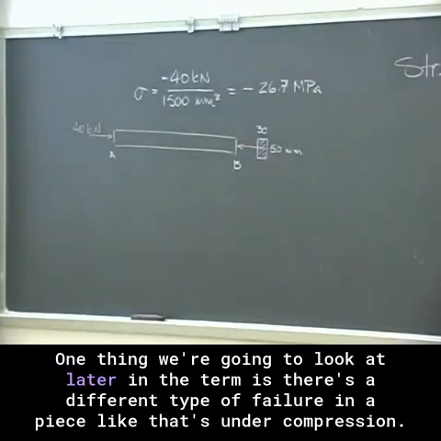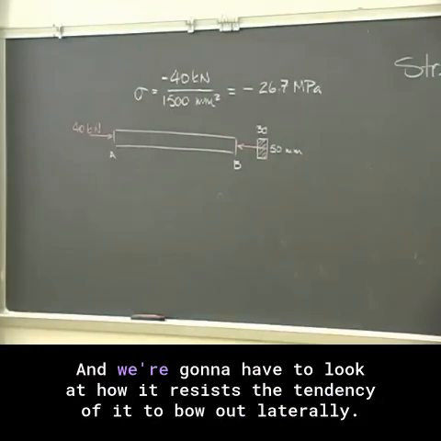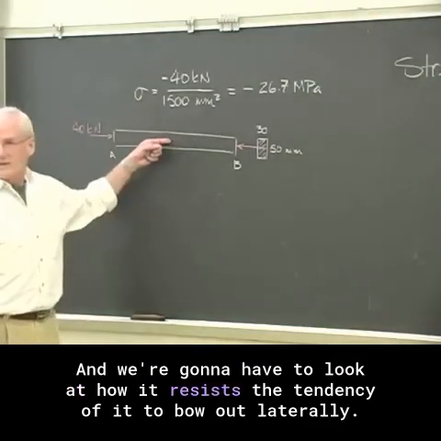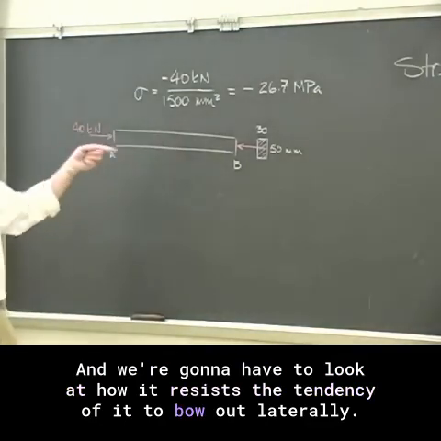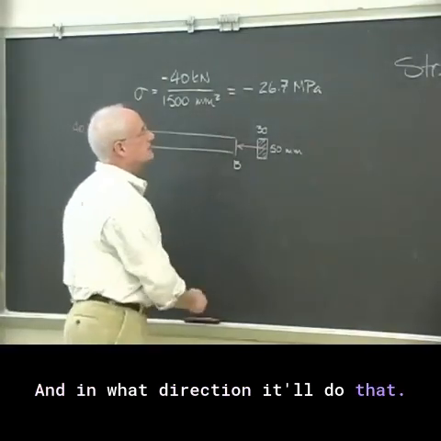One thing we're going to look at later in the term is a different type of failure in a piece that's under compression, where it can deflect sideways, just like a column would when it's loaded. We're going to have to look at how it resists the tendency to bow out laterally and in what direction it'll do that.